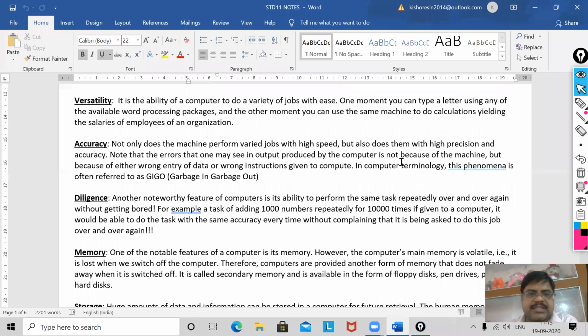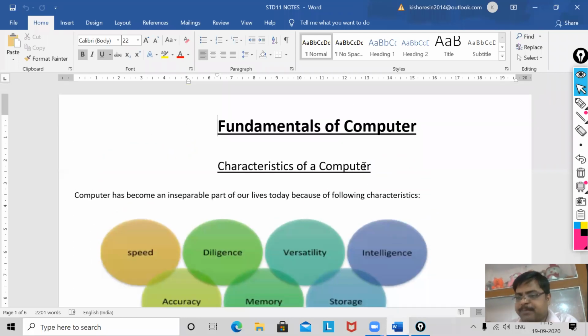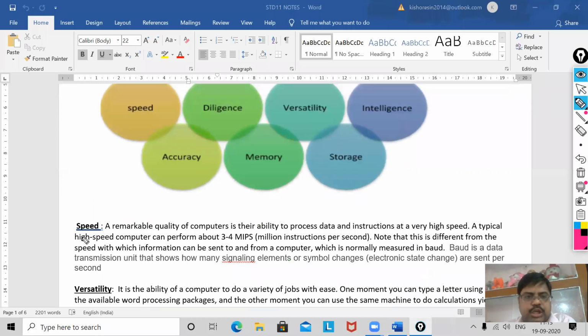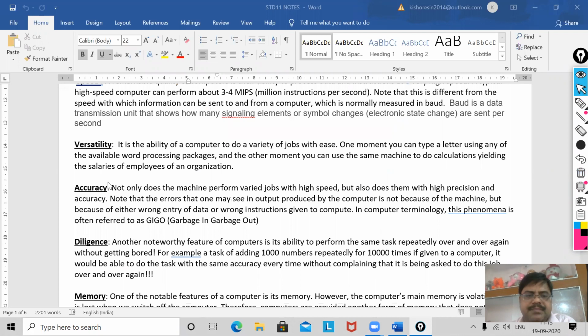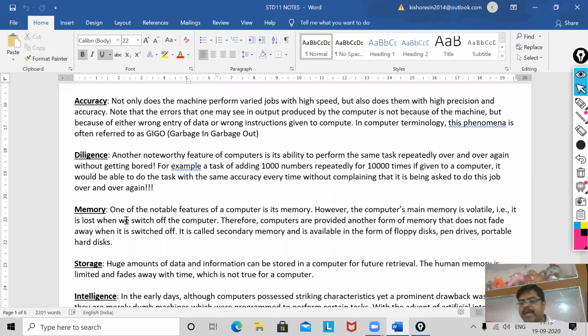Yesterday, I discussed characteristics of computer, in which I explained speed, versatility, accuracy, diligence. Now, today I am going to discuss memory.